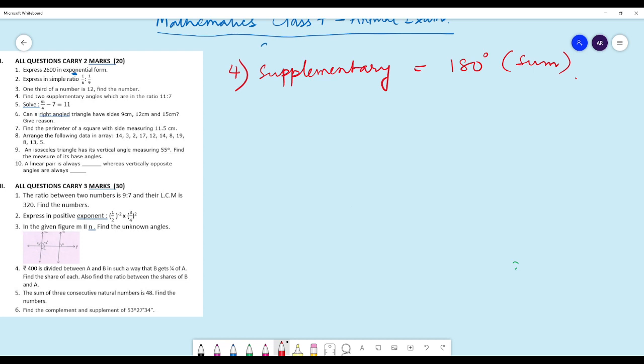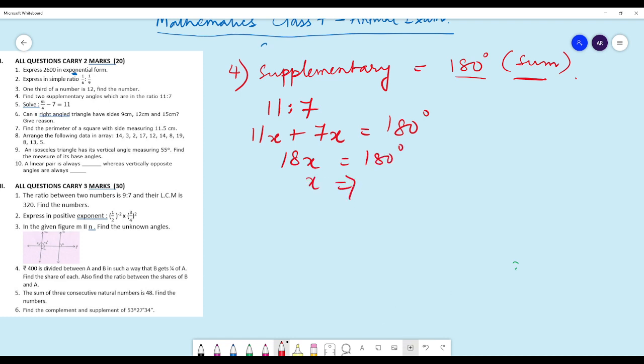Now there are two angles which are in the ratio 11:7. That means one angle is 11x, the other angle is 7x, and we know that their sum is 180 degrees. So together this should be equal to 180 degrees. So this gives us 18x equals 180 degrees, which will imply x is equal to 10, right?